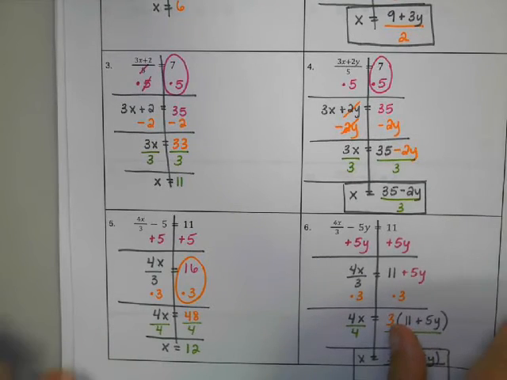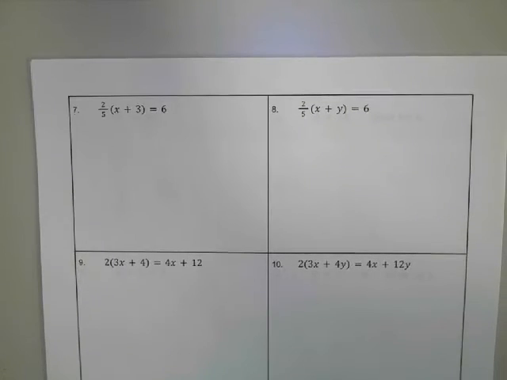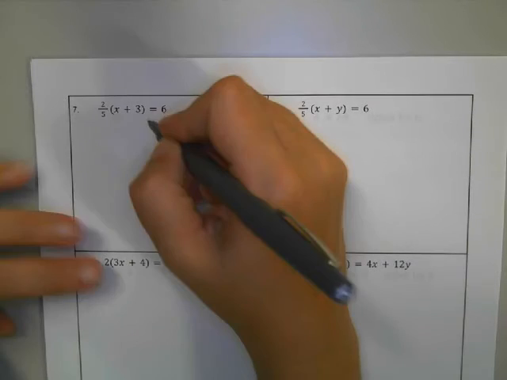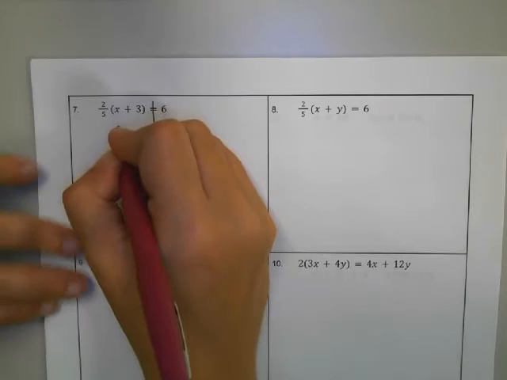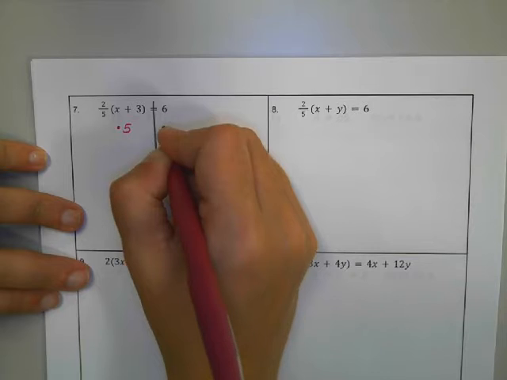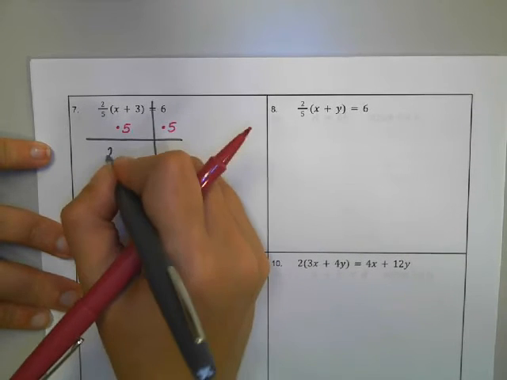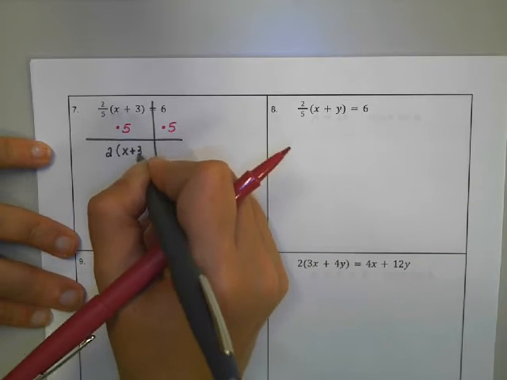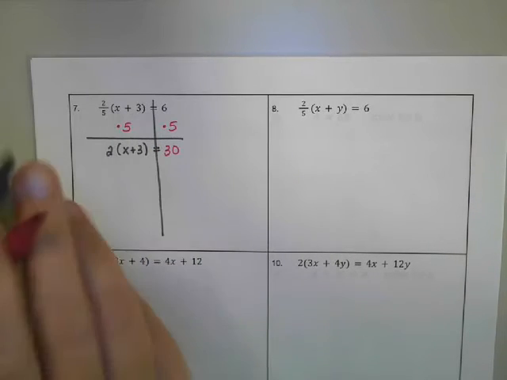Okay, let's try a few more examples. So in problem number 7, the first thing I would do to solve this problem would be to multiply by 5. That means I'm going to have 2 parentheses x plus 3 equals 6 times 5 is 30.